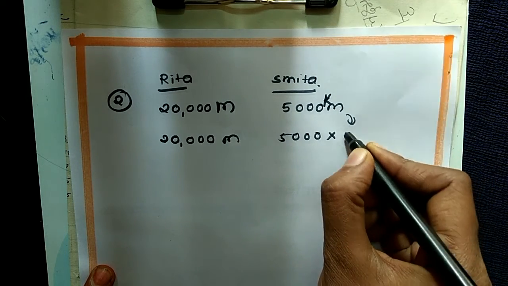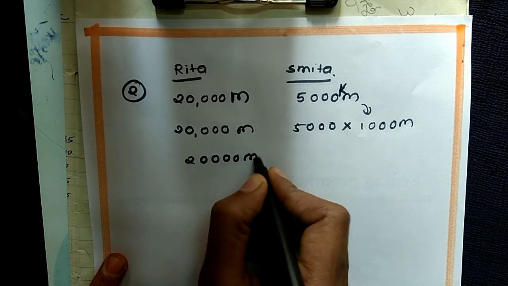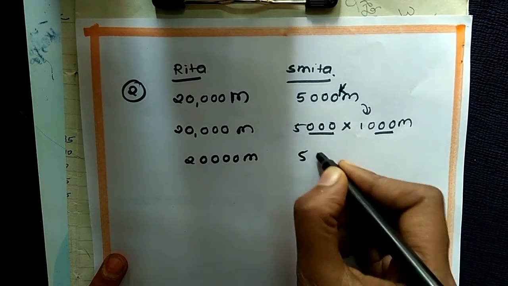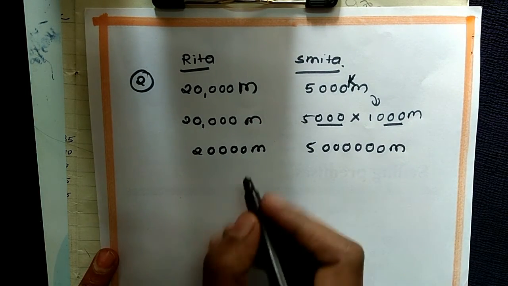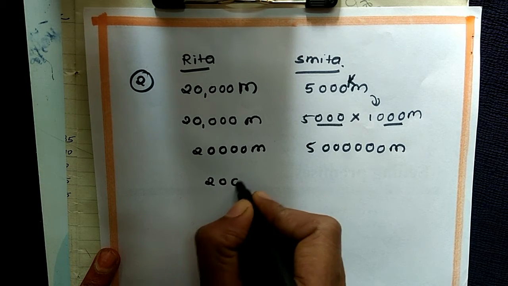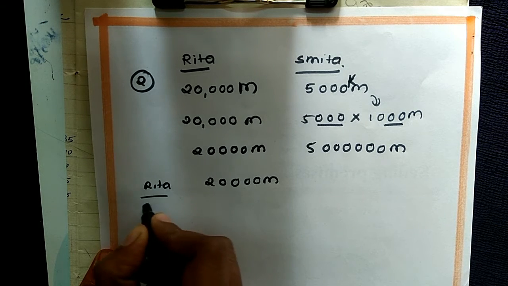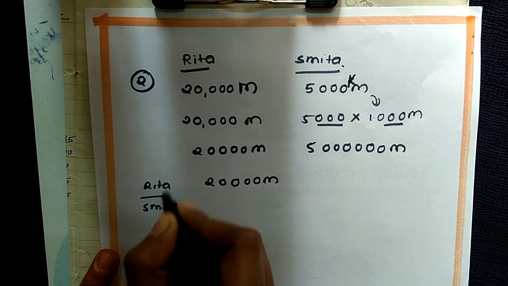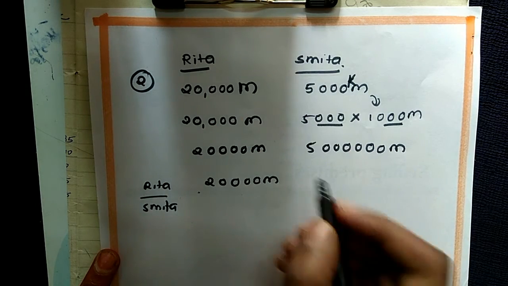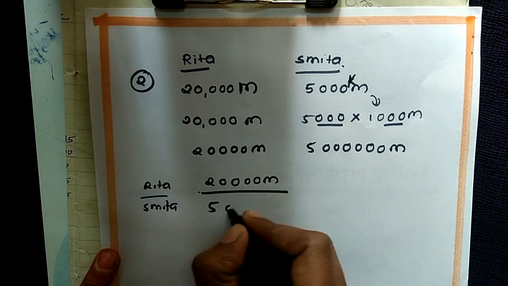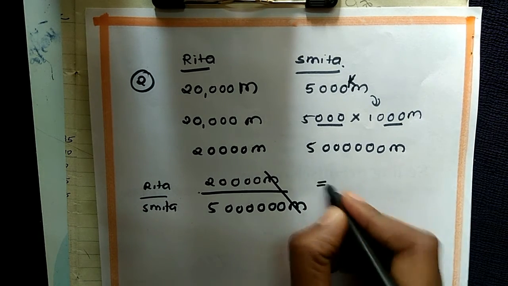So how many meters make 1 kilometer? 1,000 meter. So 20,000 meter and this is 5 ones are 5, 3 zeros, 5,000,000 meter. So now you can compare and write the ratio. We are writing the ratio of Rita and Smita. So you should not exchange here. Remember, we have first taken the quantity of Rita and then Smita. So this upon 5,000,000 meter. So meter gets canceled. As I told you, ratio has no unit.